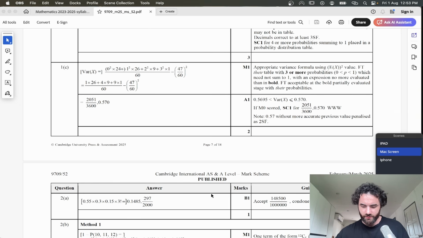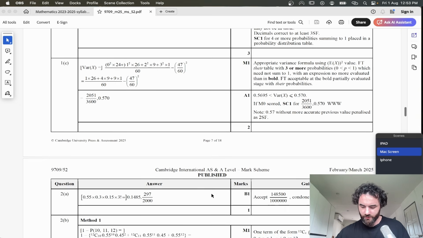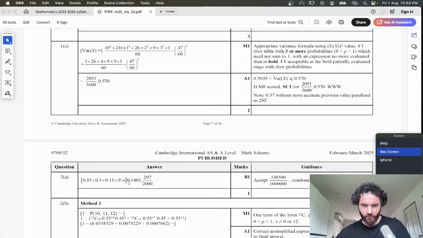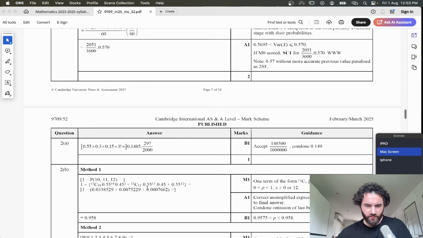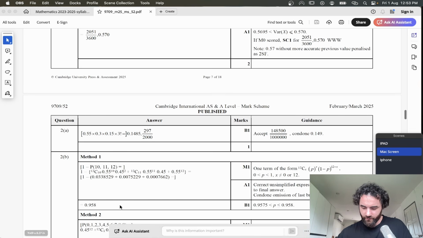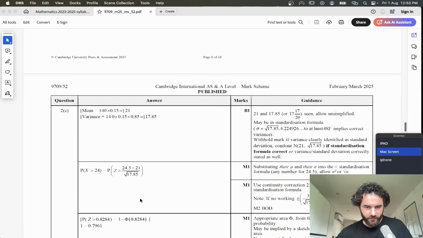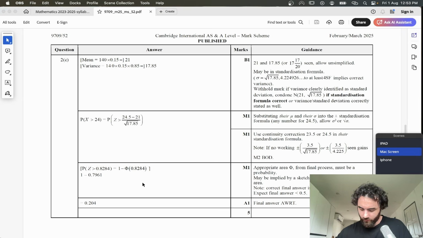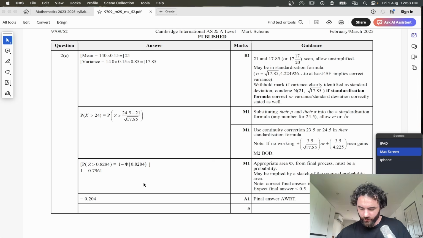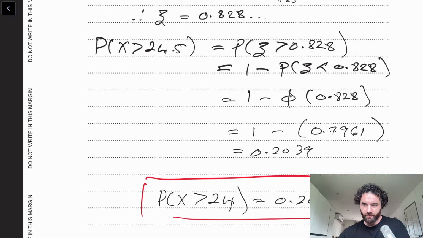Okay, the first one was 0.1485. We got that. Next one was 0.958. We got that. And the last one was, see, they did the same thing, was 0.204, and we got that. Cool. Okay, go to the iPad.